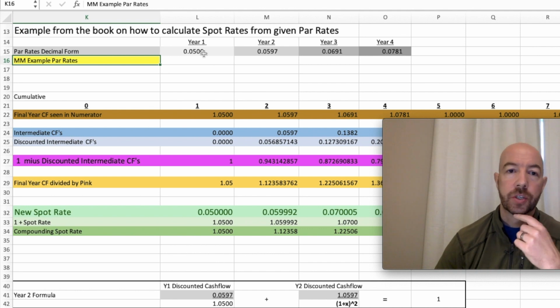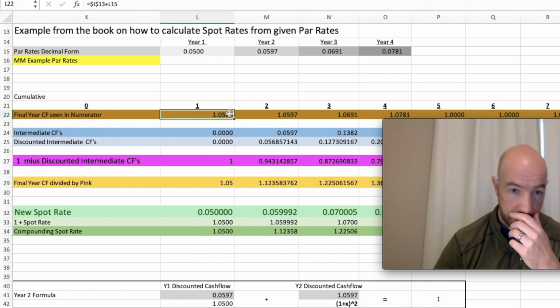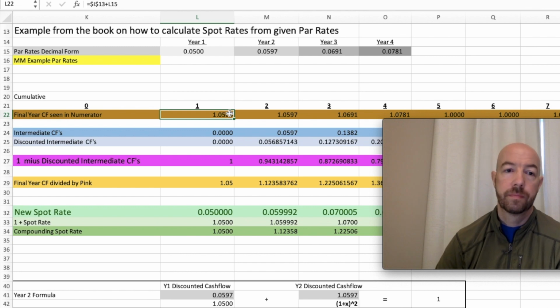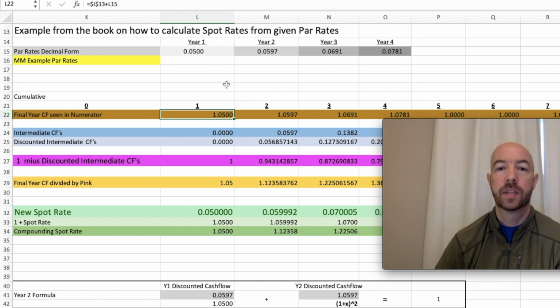Okay, so like we just saw on that chart, basically the 1 year spot and the 1 year par are going to be the same. But the way that works is it's actually not mathematically that difficult, but there are some steps to it. So the way it works out is you start with your final year cash flow seen in the numerator. In this sense, I just broke it down as if, instead of $105, it's just $1.05. You can move the decimals around, but it saves you some legwork just to think of it like this.